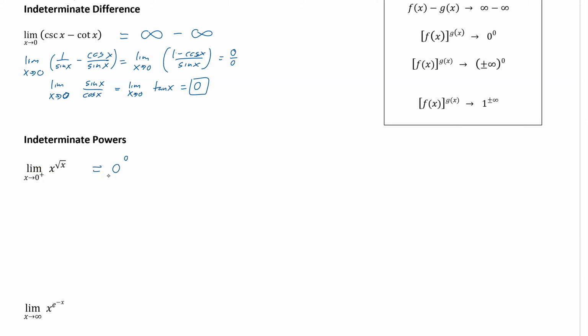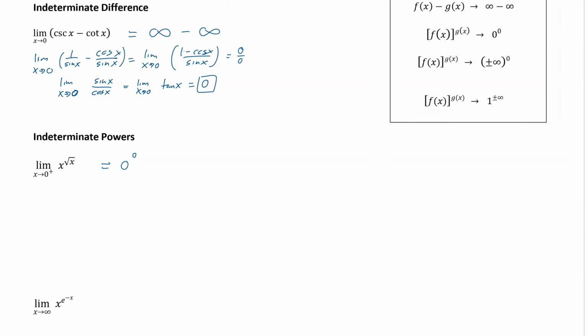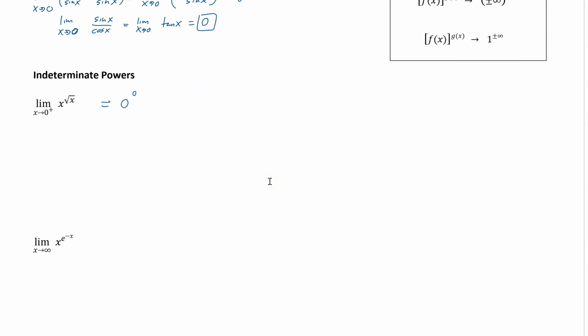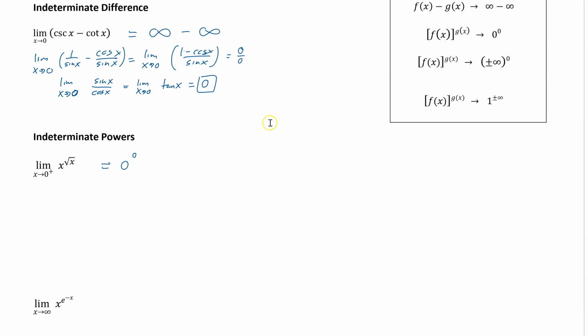And remember, L'Hopital's works with left-hand and right-hand limits as well. With the last 3 that we have, our indeterminate powers, I got 1 of each here, so you can get them all. We're starting with 0 to the power of 0. What we're going to do is this little trick. We have the limit as x approaches 0 plus, and we're going to call what's inside y.